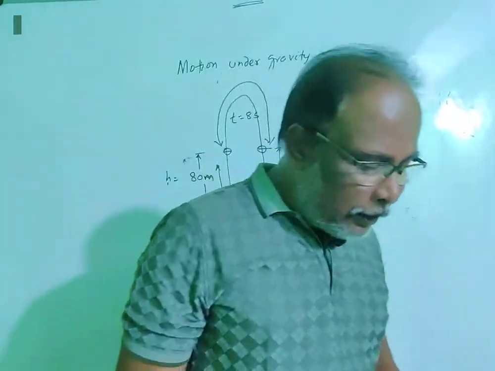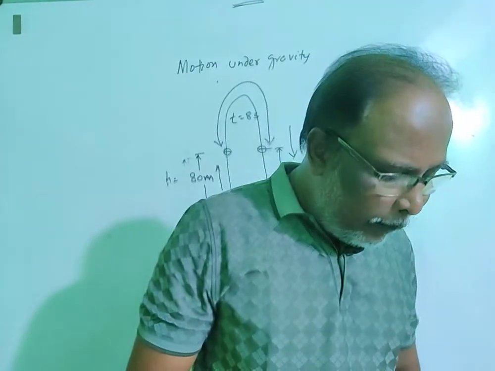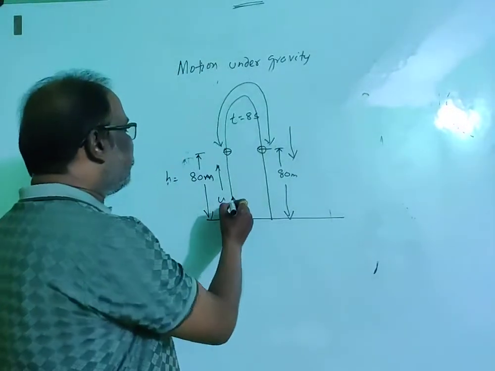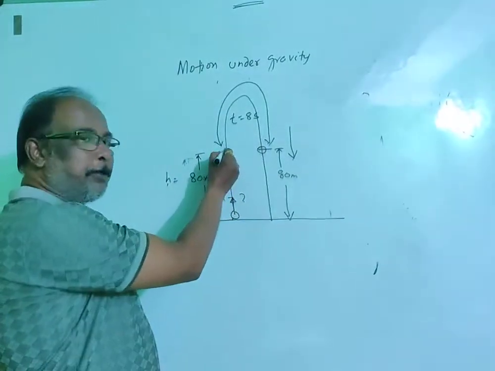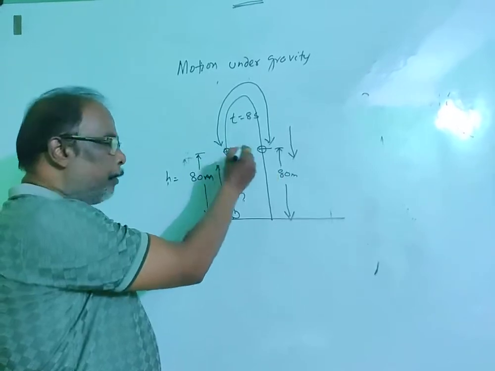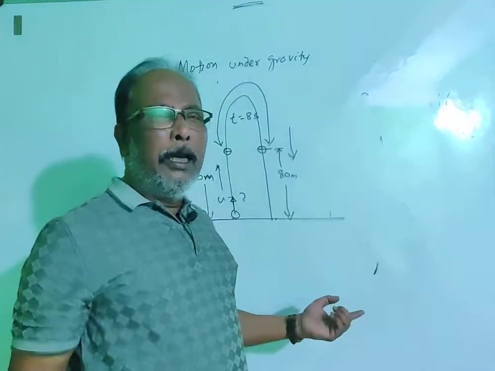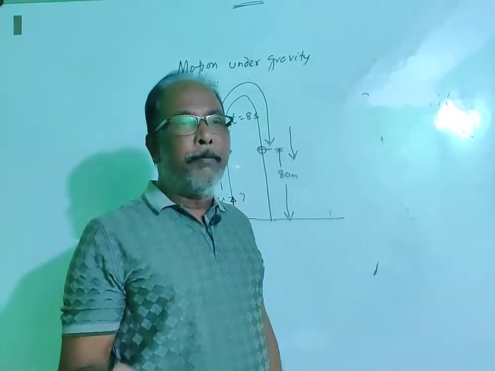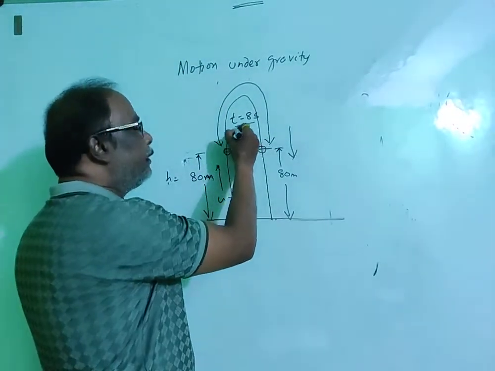Then what is asked? Find the value of initial velocity. We have to find the value of u. This is asked. See, this is displacement from the ground. This is also displacement from the ground. Then use a single equation. Very easy. You will get a quadratic equation and solve for u, because time is given, time is 8 seconds.